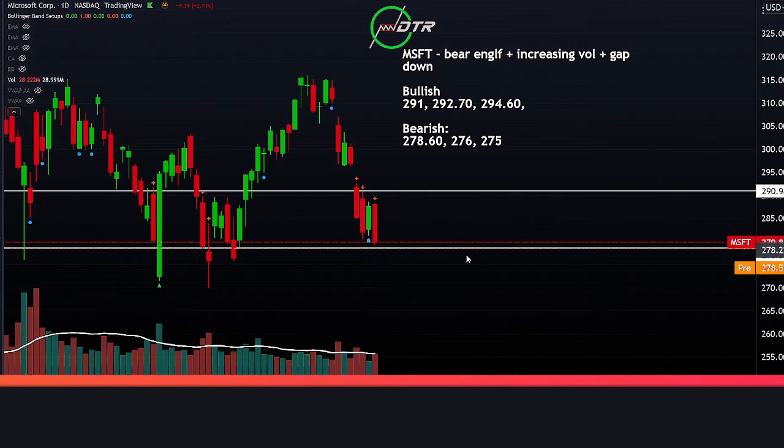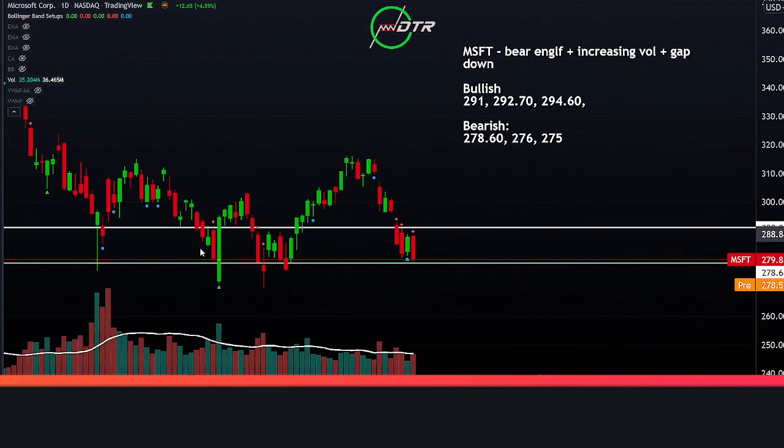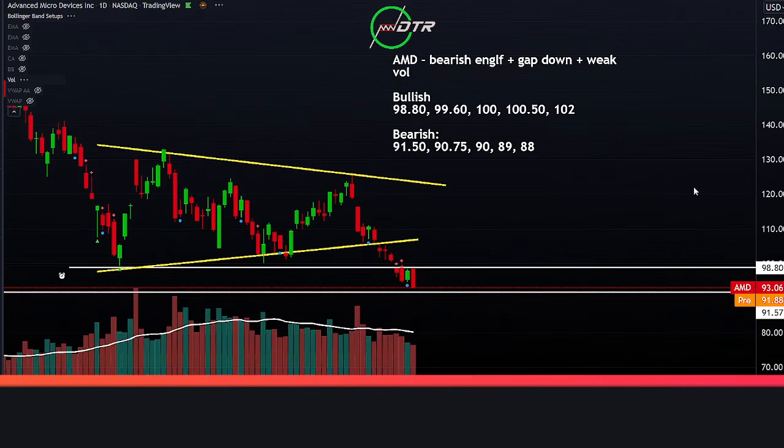Microsoft, right? Same narrative like we're getting on the index level with that bearish engulfing candle, right? Increasing volume bar and then a nice little gap down here this AM. If we're able to lose that 278.60 barrier on volume, certainly feels like we have room towards that 276 and then that 275 area. But then underneath, right, price action starts to get a little bit wicky, and I'm not sure how clean or how easy the price action will be. So want to be a little bit cautious under that 275.